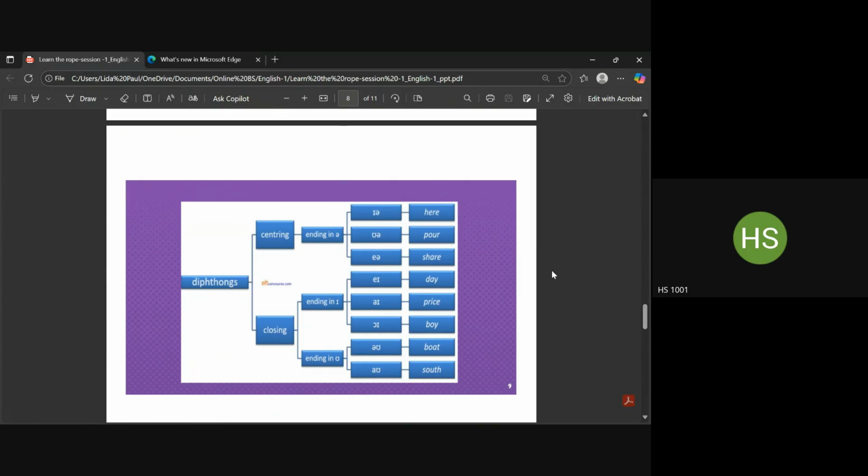Usually the explanation given about diphthongs is that it's a combination of 2 vowel sounds, right? That's the easiest way to understand it, but that's not the accurate way of understanding a diphthong. While it looks like a 1+1 combination of vowels, that's not how it is. That's a very, very layman understanding of what diphthongs are.